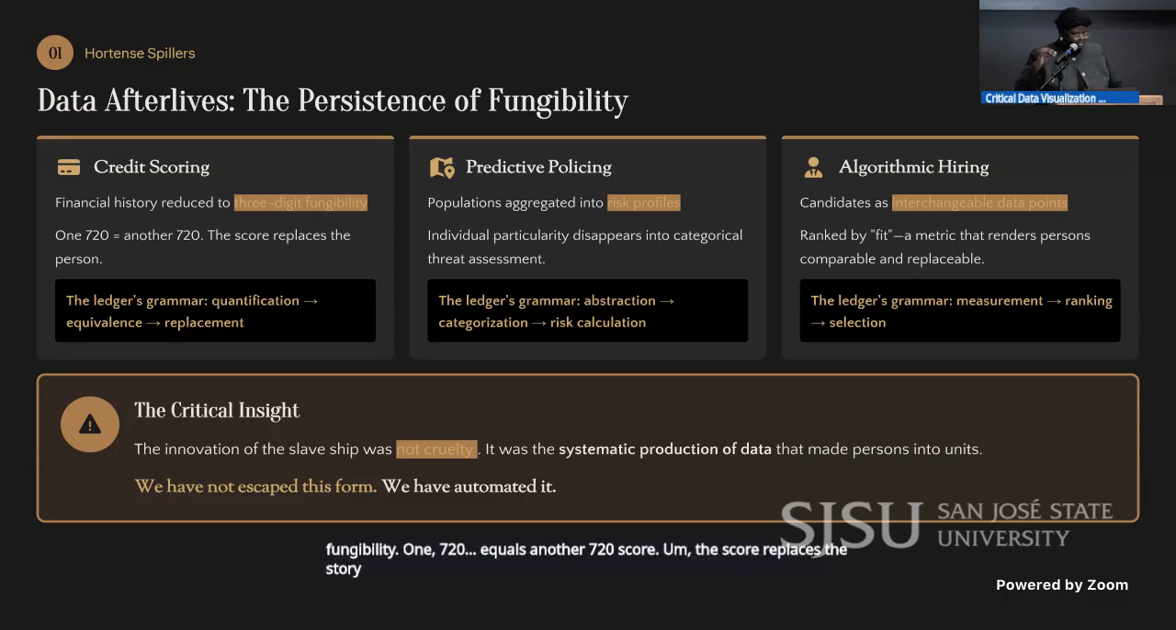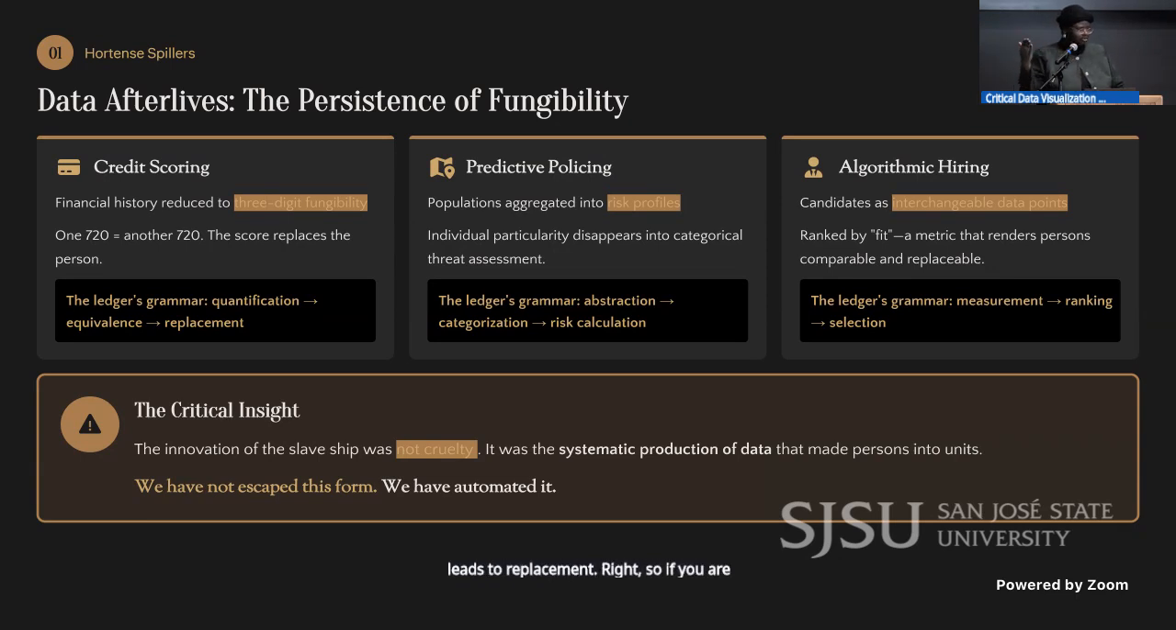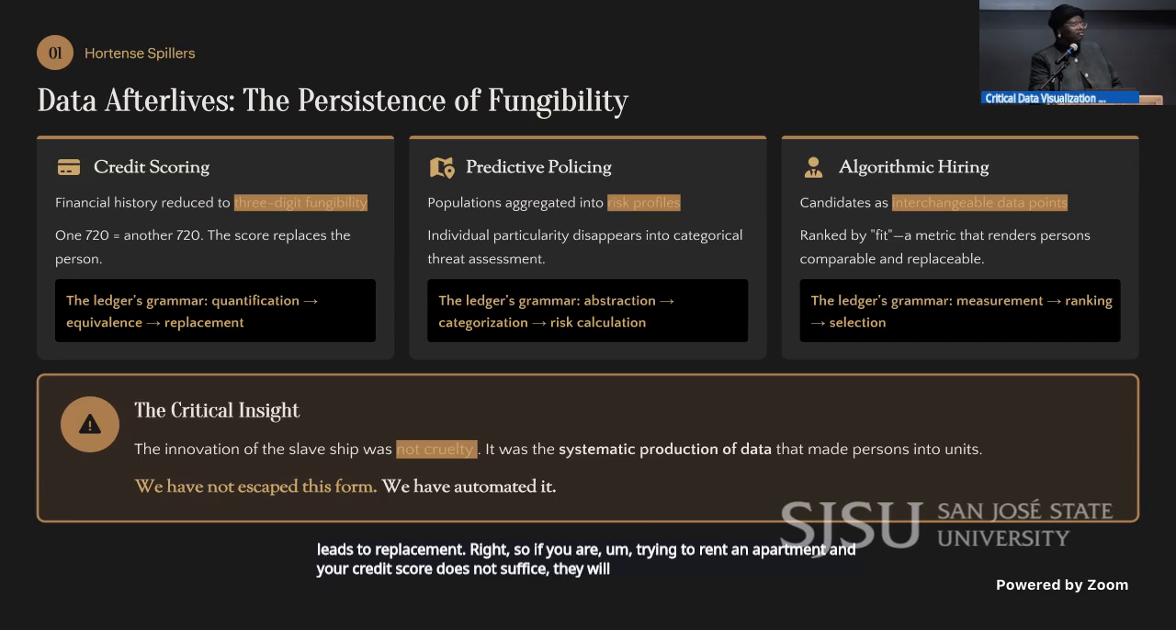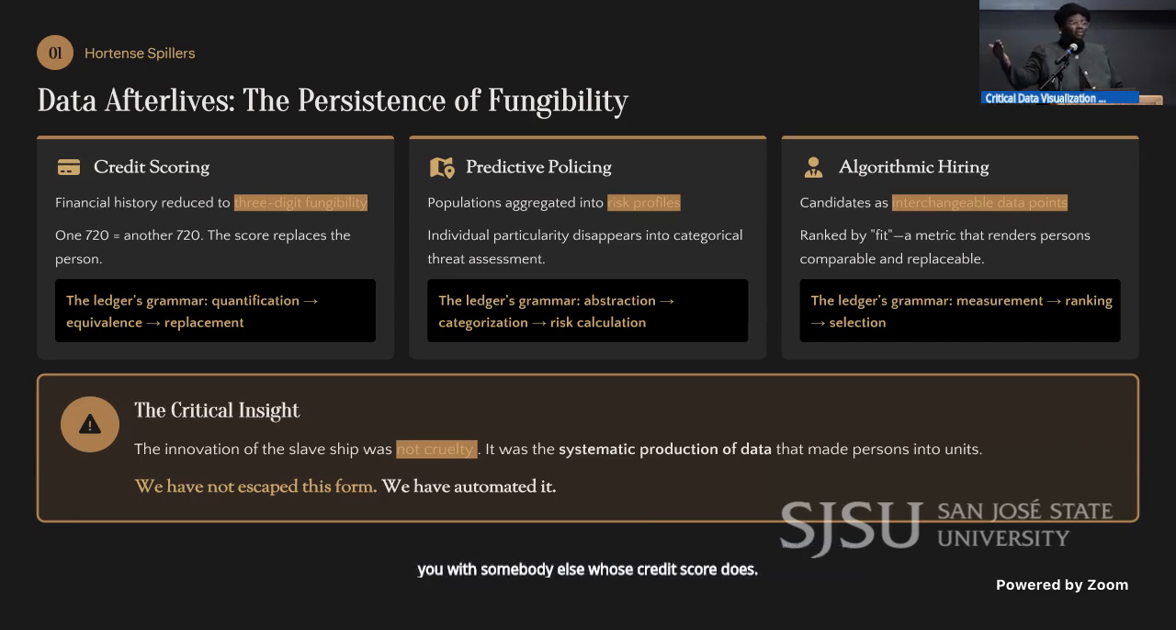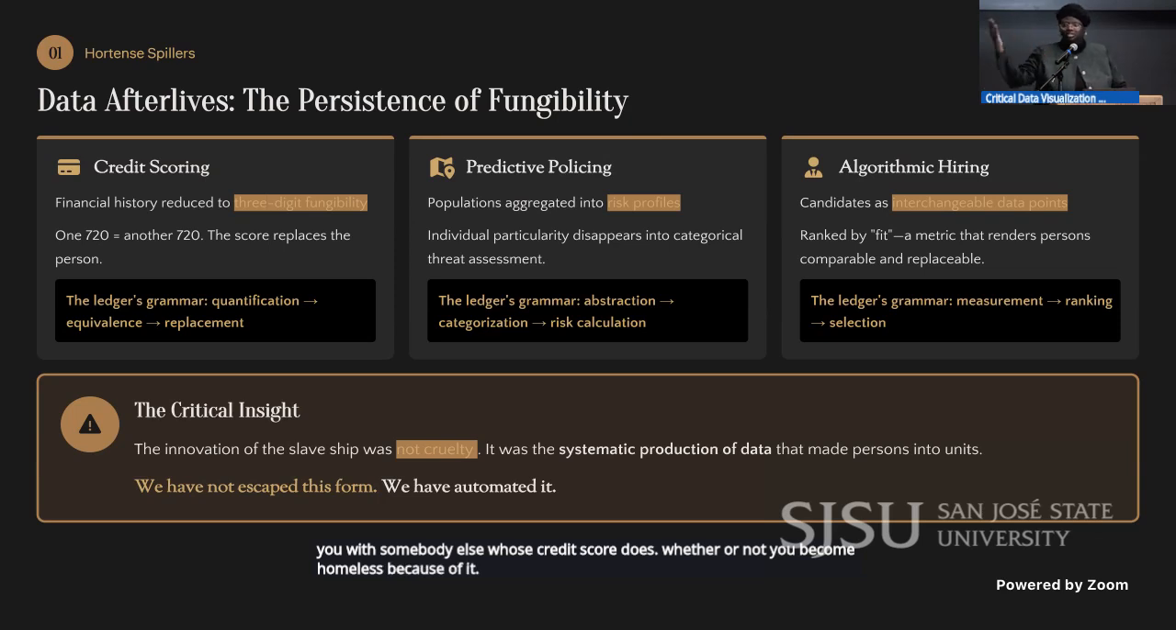The ledger's grammar: quantification leads to equivalence, leads to replacement, right? So if you are trying to rent an apartment and your credit score does not suffice, they will replace you with somebody else whose credit score does. Whether or not you become homeless because of it is beyond them.